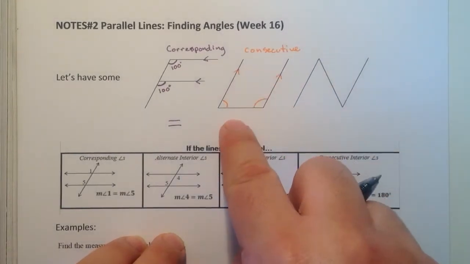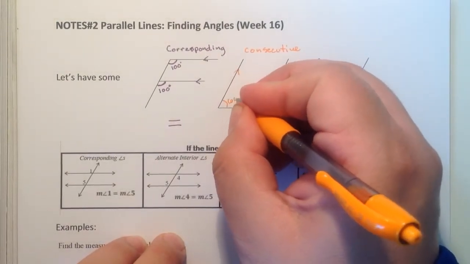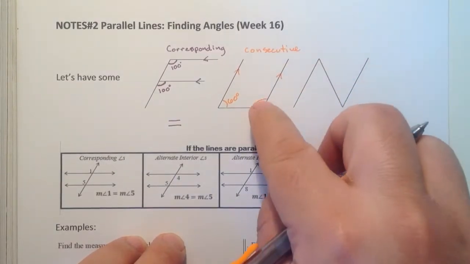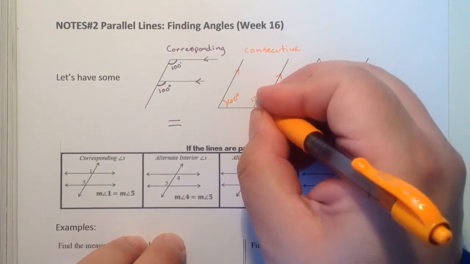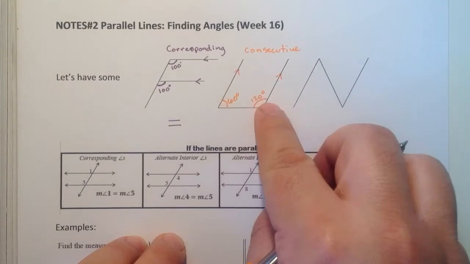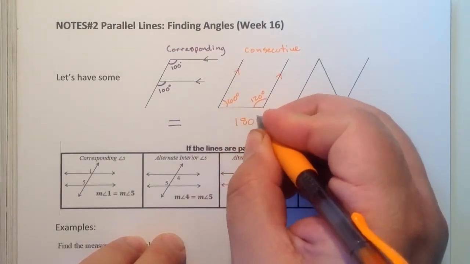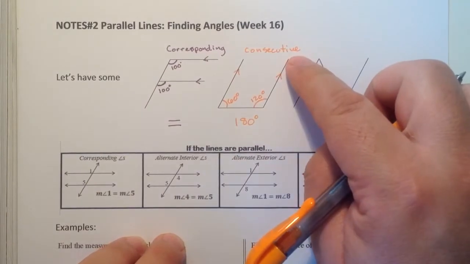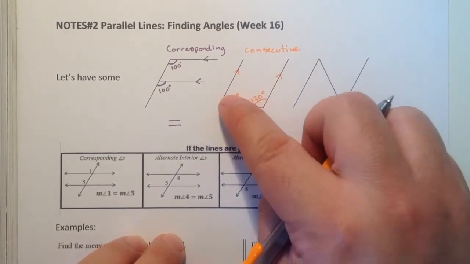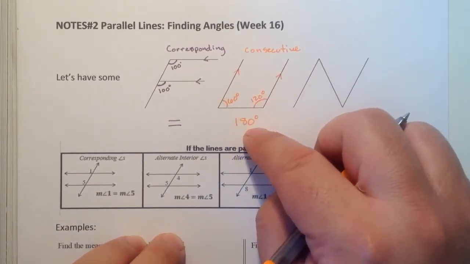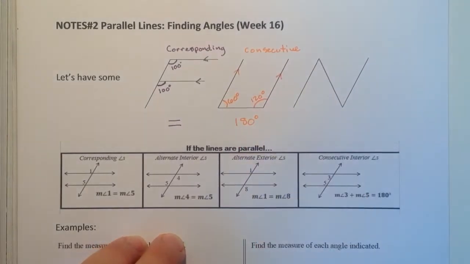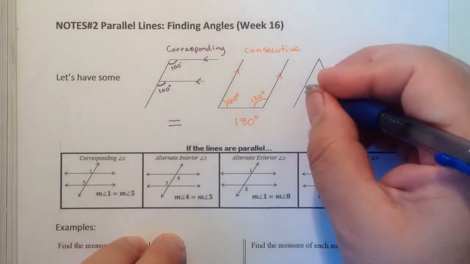When they're consecutive, check it out. This one, let's say, measures 60, and this angle would measure 120. If I add these 2 numbers up, I get 180 degrees. So ladies and gentlemen, when you're dealing with consecutive angles, the rule is they add up to 180. Remember, we have a name for that. It's called supplementary.